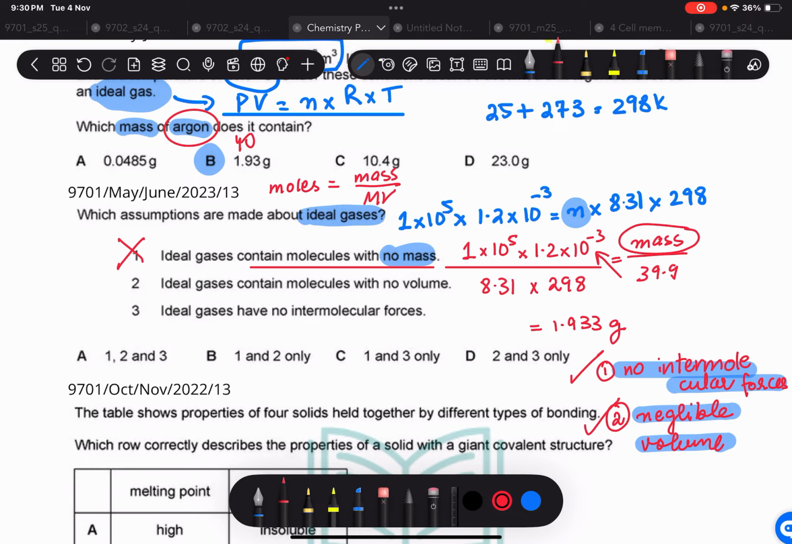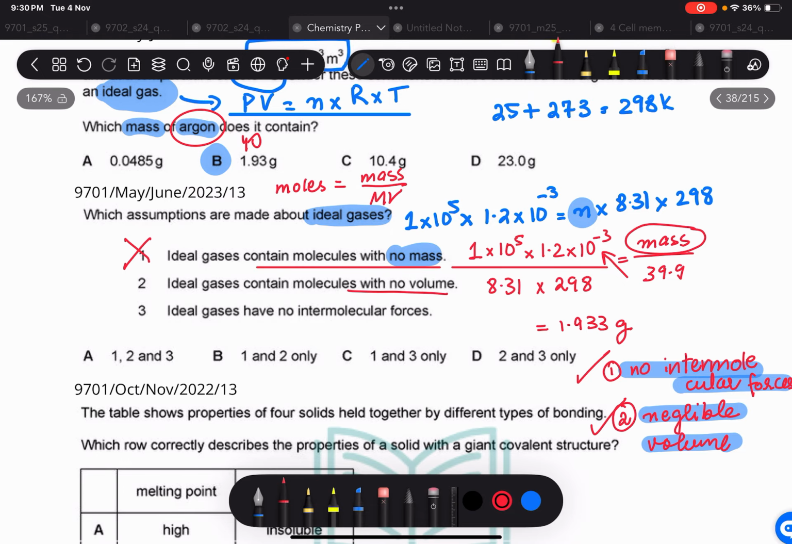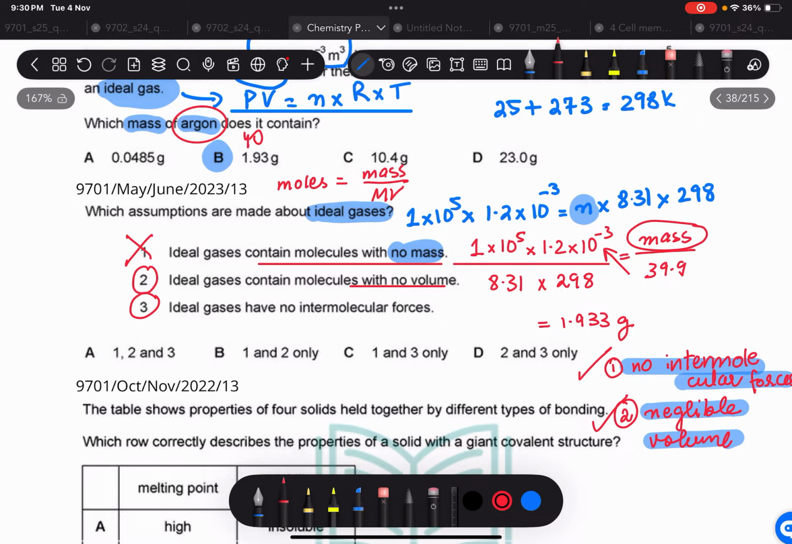The second one says ideal gases contain molecules with no volume. That's what we are saying, that ideal gas has no volume. That matches our statement. Ideal gases have no intermolecular forces, and the molecules don't have any volume. So making options 2 and 3 the correct ones. So that's option number D.